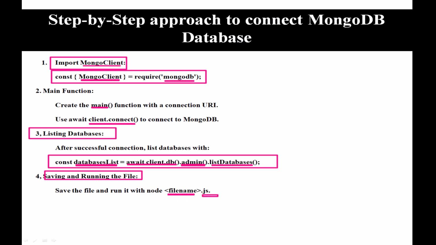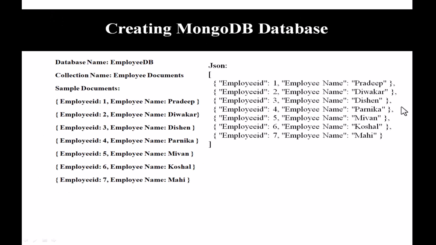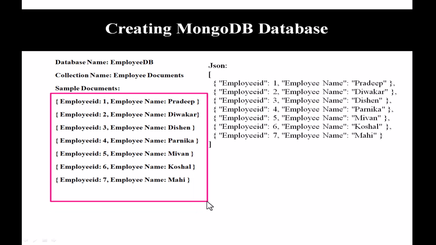Next, saving and running the file. How are you going to save and run the file? Here we save the file name followed by .js. The extension name is .js only. Now, creating the MongoDB. How are we going to create the MongoDB? There are two ways in which you can create it.